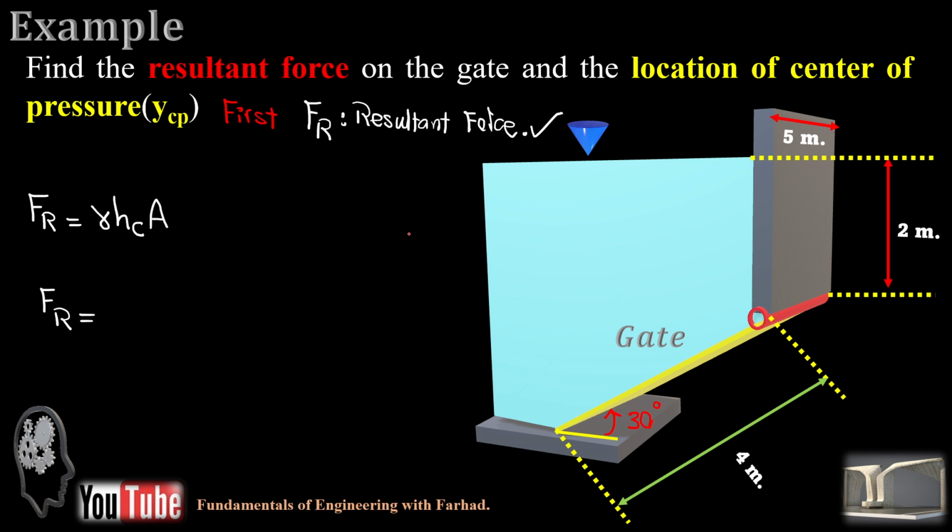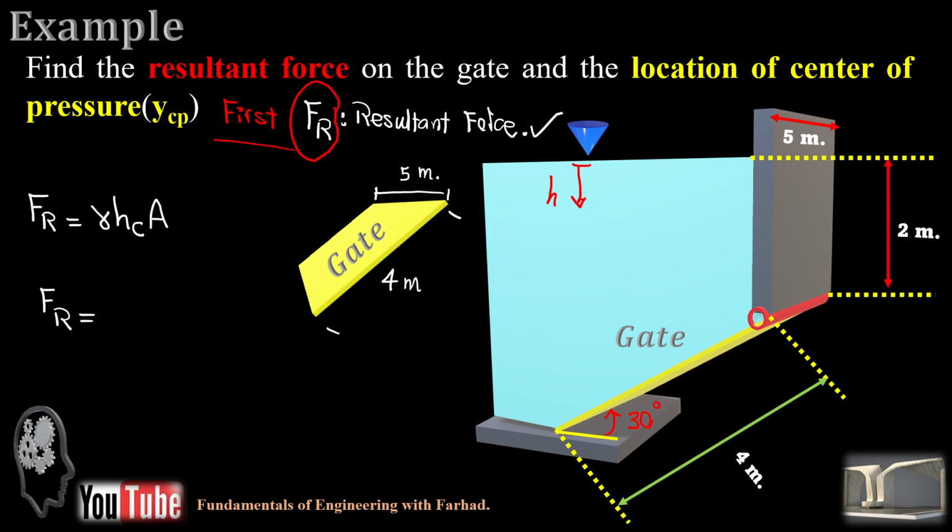If we start the height from the very top, that's our H direction. And then area is the area of the gate. So if this is our gate, which has a 4 meter length and 5 meters width, as you can see here, the gate is 5 meters in width and 4 meters in length.